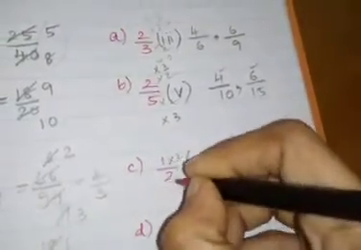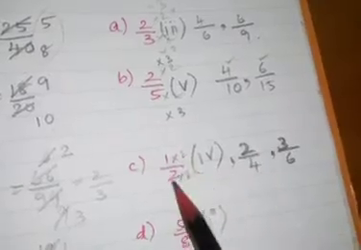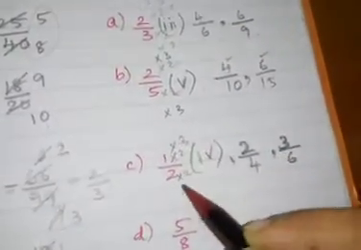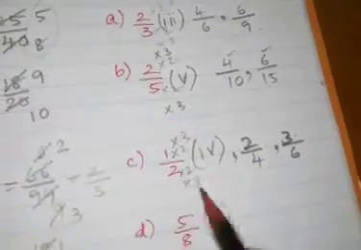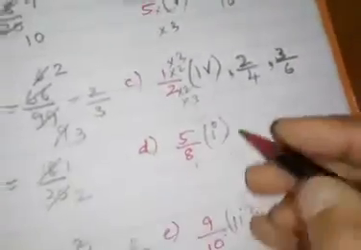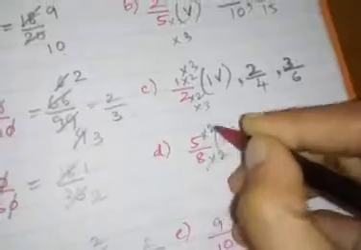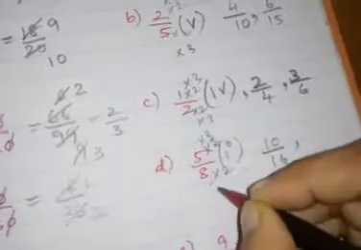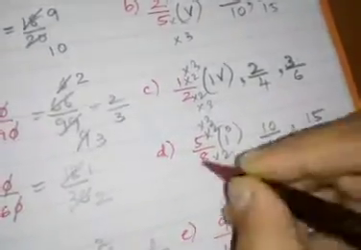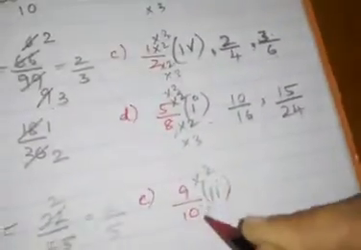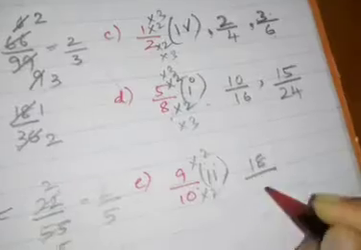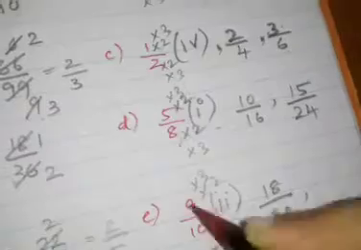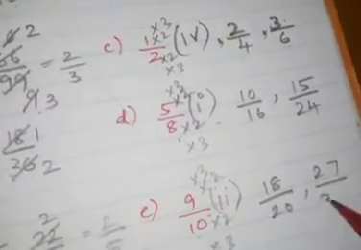Because into 2, if I do 1 2s are 2, 2 2s are 4. Then into 3, if I do 1 3s are 3, 2 3s are 6. Next, the same way. Into 2, 5 2s are 10, 8 2s are 16. Then into 3, 5 3s are 15, 8 3s are 24. Next, into 2, 9 2s are 18, 10 2s are 20. Into 3, 9 3s are 27, 10 3s are 30.